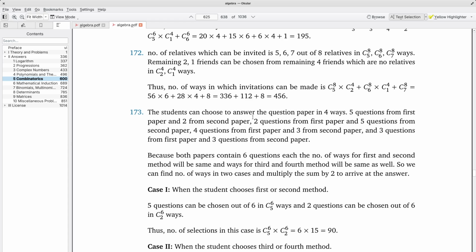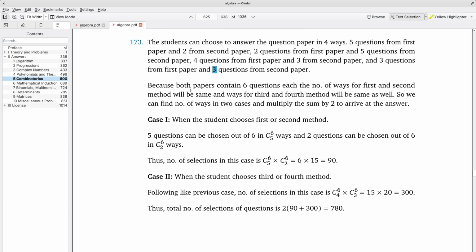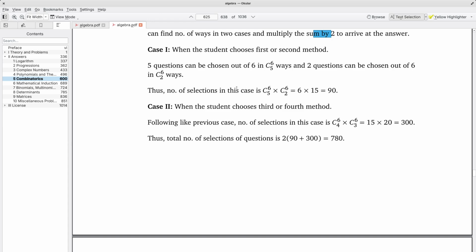So what he can do is choose 5 from first, 2 from second, or 2 from first, 5 from second, 4 from first, 3 from second, or 3 from first and 4 from second. Because both papers contain 6 questions, the number of ways for the first and second method will be the same, and the third and fourth method will also be the same. So we have 2 different cases. We will find those 2 cases and multiply the sum by 2.